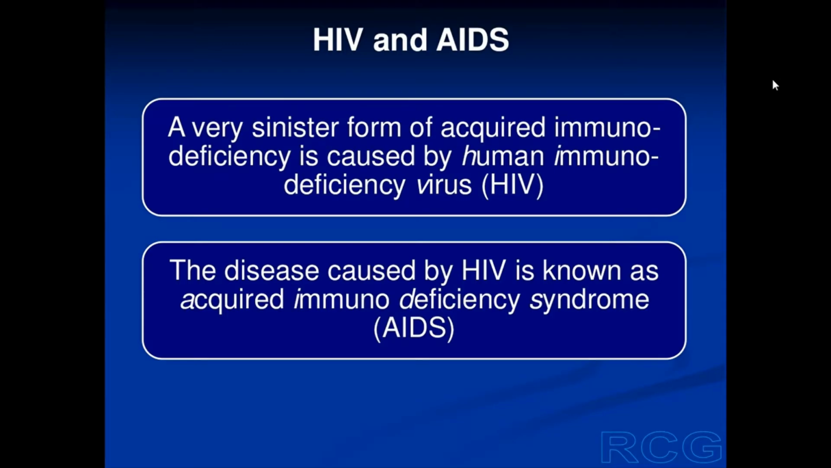AIDS is a very sinister form of acquired immunodeficiency. It is caused by the human immunodeficiency virus. This HIV is the virus that can infect human cells and weakens our immune system. The disease caused by HIV is known as acquired immunodeficiency syndrome, called AIDS.